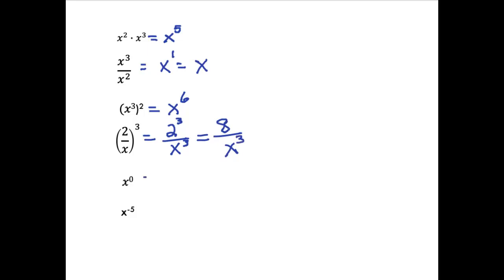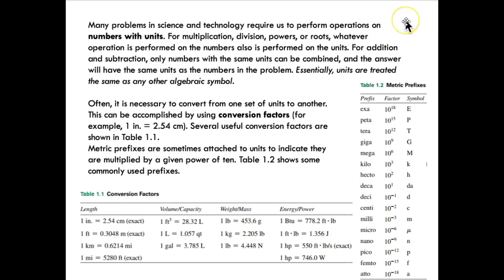If we have a base raised to the 0 power, that's always equal to 1. And a base with a negative exponent, we want to write that in a better form. So that's going to be 1 over that base to the positive exponent: 1 over x to the fifth. Now, the last part of section 4 deals with unit conversions. And as you know, we're going to need to be able to do that throughout this course.